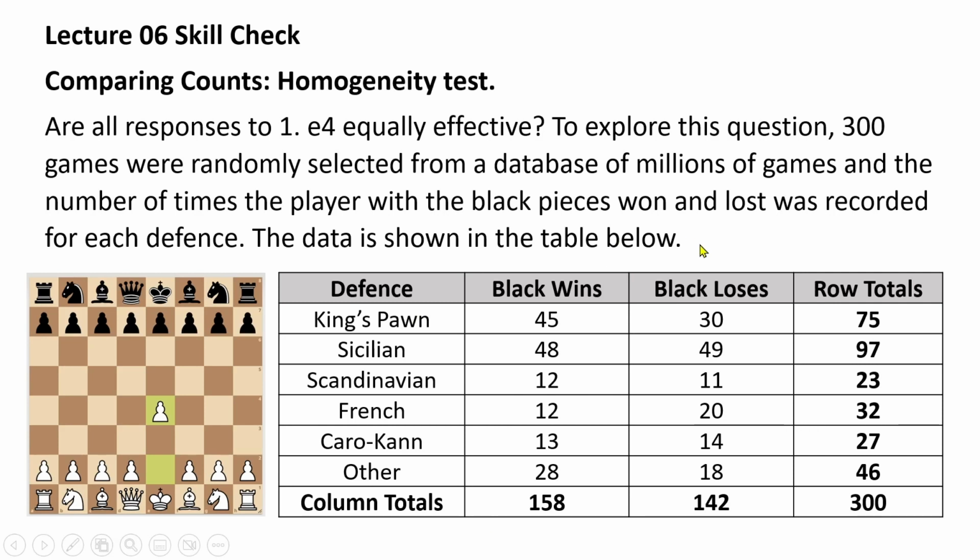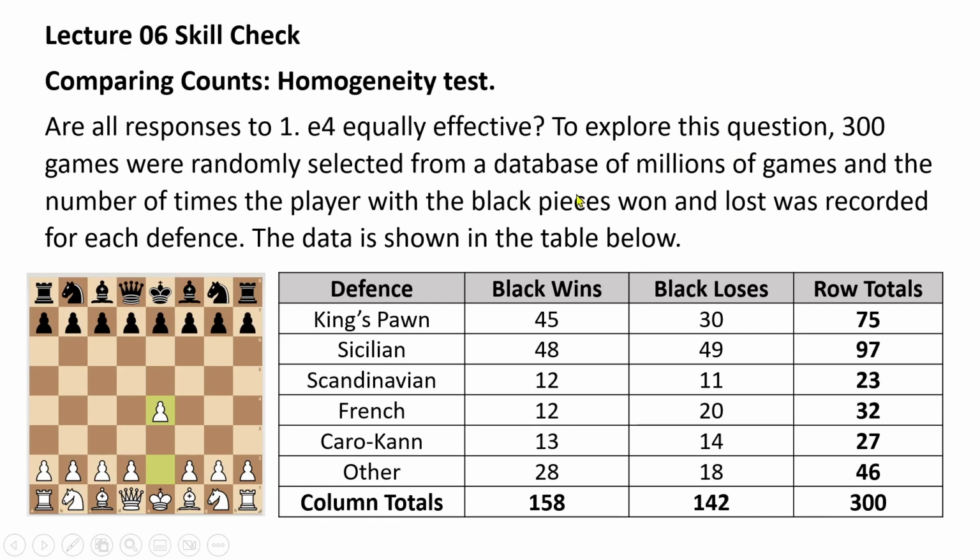Right. So in the last lecture, we were asking something about the proportion of times players in a local club will play these different defenses. Here, it's a different question. Here, we want to know which of these defenses are more or less effective. And by effective, I mean with these defenses, are there any of these defenses where black wins more frequently? Right, so are all responses to 1 e4 equally effective?